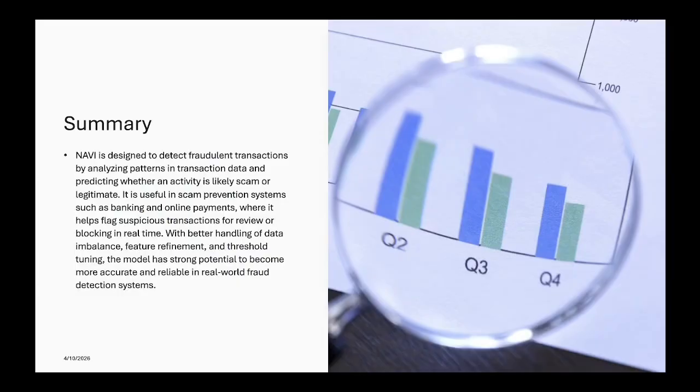And then we're finally towards the end to our summary. Navi is designed to detect fraudulent transactions by analyzing patterns in transaction data and predicting whether an activity is likely a scam or legitimate. It is useful in scam prevention systems such as banking and online payments, where it helps flag suspicious transactions for review or blocking in real time. With better handling of data imbalance, feature refinement, and threshold tuning, the model has strong potential to become more accurate and reliable in real world fraud detection systems.